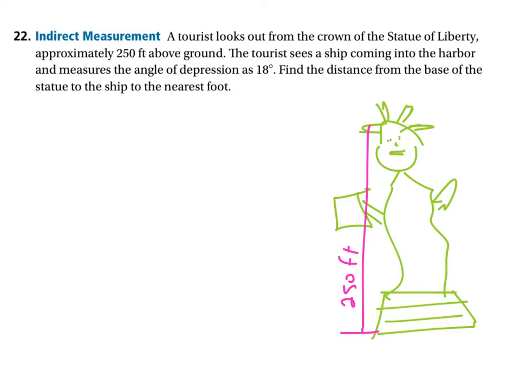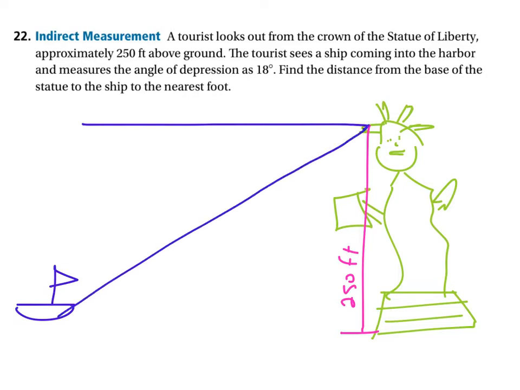Okay, and that tourist sees a ship coming into the harbor and measures the angle of depression. So if they were looking straight forward, from horizontal and looked down to see the ship. Here is the ship down here. I know, ridiculous, right? This angle of depression in here is 18 degrees. Find the distance from the base of the statue to the ship, to the nearest foot.